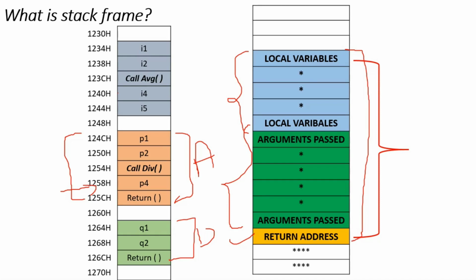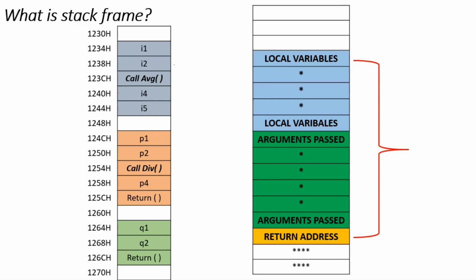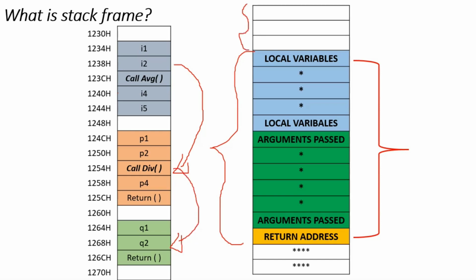In nesting, what happens is that initially when a function is called, one stack frame is stored here. Then again one more function is called, one more stack frame is stored. For example, here when the main function calls the average function, this stack frame is stored. When the average function again calls the divide function, one more stack frame is created. When we return from the divide function to the average function, this stack frame is removed from the stack. When we return from average to the main function, again this stack frame is removed from the stack. So this is how a stack frame works and what the contents of the stack are.